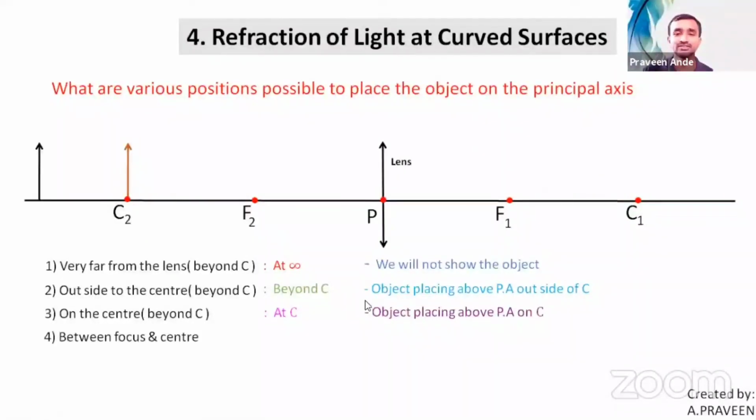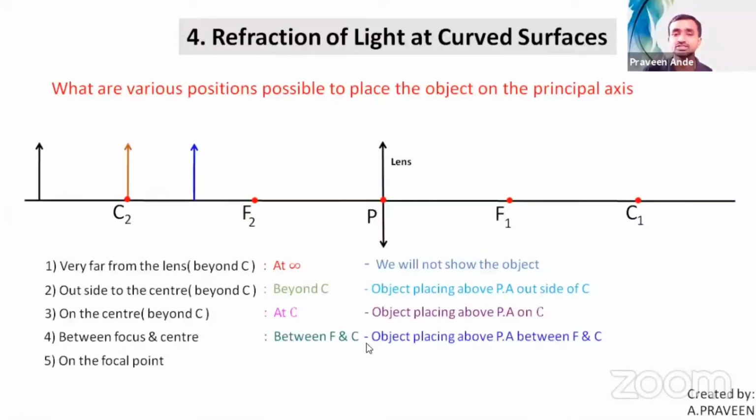The next possibility is bringing the object inside the center, right? So we can call that position between F and C, or between C2 and F2. No problem how you mention or how you give the name. Okay, so let me show you that object. See, a blue colored upward arrow between C2 and F2. Then the object is just placed between the focus and the center above the principal axis.